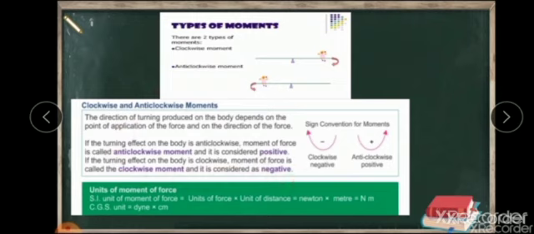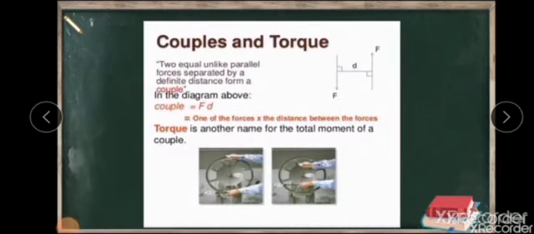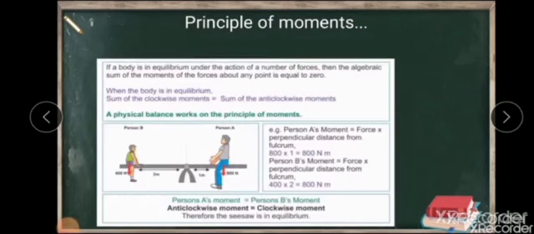We have already seen the SI unit of moment is Newton meter. If you are asked for a smaller unit, the CGS unit is dyne centimeter. Now let's see about couples and torque. Two equal, unlike or opposite parallel forces separated by a definite distance are called a couple. Clear? A couple is also equivalent to the torque or moment of a force. The only thing is that whenever the forces are equal, opposite and parallel, you call it a couple. Here also it is defined by force into displacement.